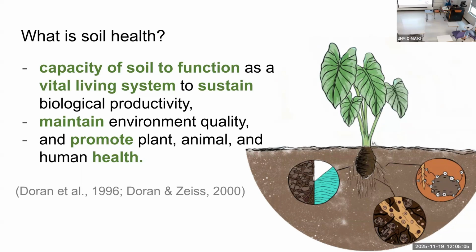This is a definition that's been built over 30 years, which is the capacity of soil to function as a vital living system. So we're here to learn about microbes, right? Microbial activity is part of soil health. It's living. To sustain biological productivity, maintain environmental quality, promote plant, animal, and human health. That's a big definition. That's trying to do a lot here.